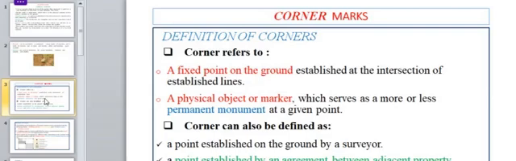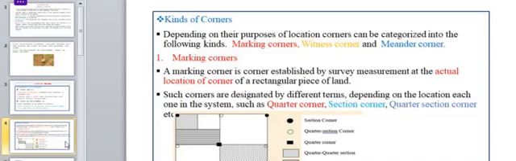A corner can also be defined as a point established on the ground by a surveyor, a point established by an agreement between adjacent property owners, and refers to other physical objects. Now let's see the definition based on purpose. Depending upon the purpose of location, corners can be categorized into the following kinds: 1. Marking corners. 2. Witness corners. And the last, 3. Meander corners. Let's see one by one.